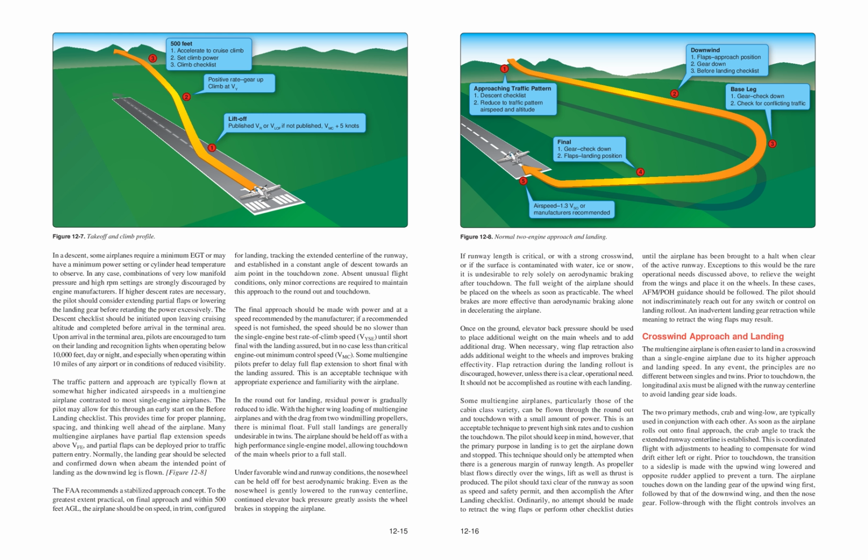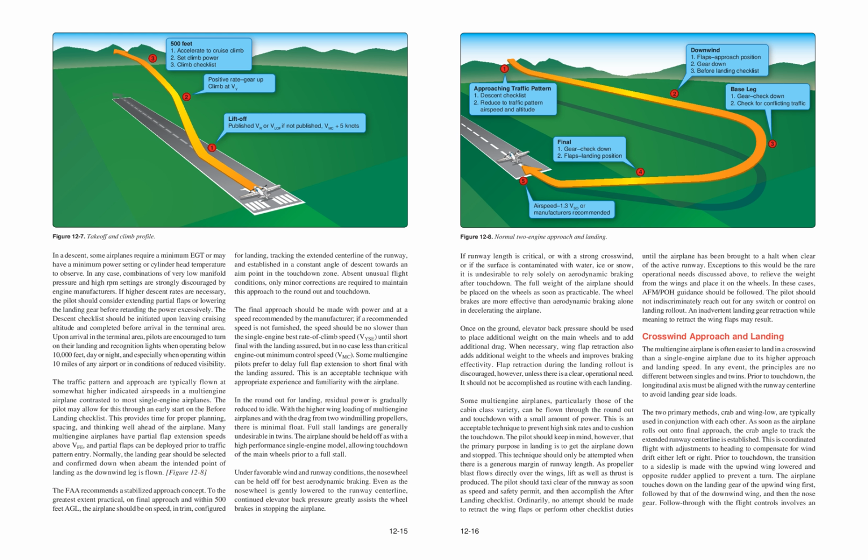In the roundout for landing, residual power is gradually reduced to idle. With the higher wing loading of multi-engine airplanes and with the drag from two windmilling propellers, there is minimal float. Full stall landings are generally undesirable in twins. The airplane should be held off as with the high-performance single-engine model, allowing touchdown of the main wheels prior to a full stall. Under favorable wind and runway conditions, the nose wheel can be held off for best aerodynamic braking. Even as the nose wheel is gently lowered to the runway centerline, continued elevator back pressure greatly assists the wheel brakes in stopping the airplane.